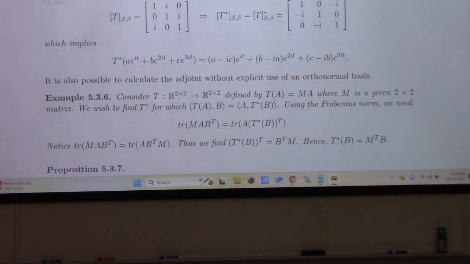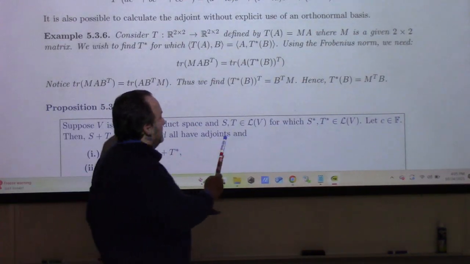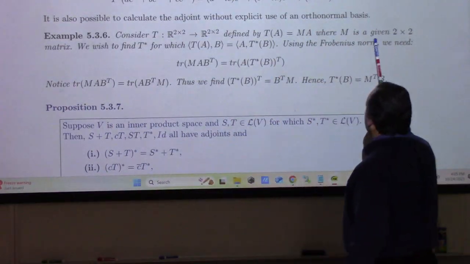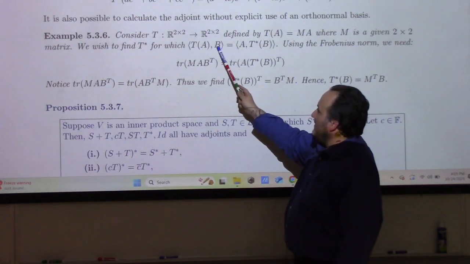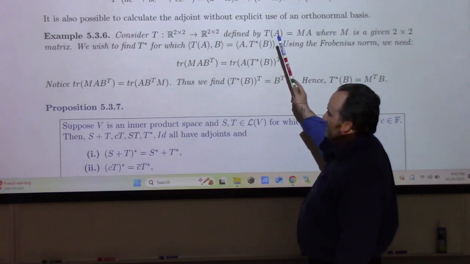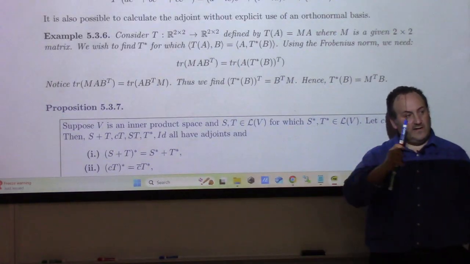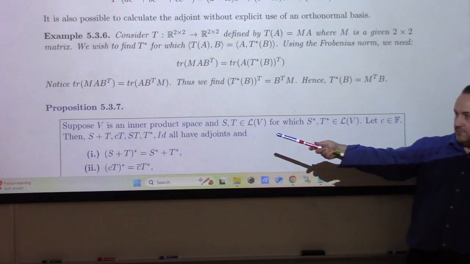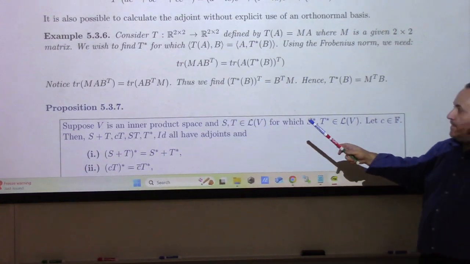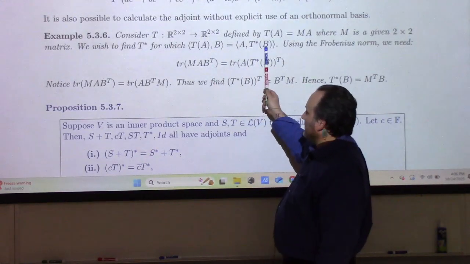Here's another example. I have a 2 by 2 matrix multiplication. T_M(A) is MA, where M is a given 2 by 2 matrix. I want to find T star such that the inner product of T(A) with B is equal to the inner product of A with T star B. So this time, instead of doing the thing I just did, I decided to look at the defining condition for the adjoint and just see by algebra what the formula has to be. That's more like what I did over there for my real example. Yeah? So I need that the inner product of T(A) with B equals the inner product of A with T star B.